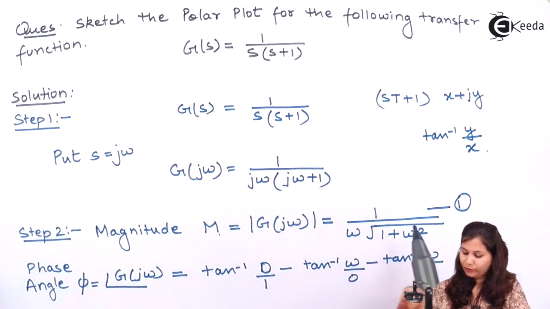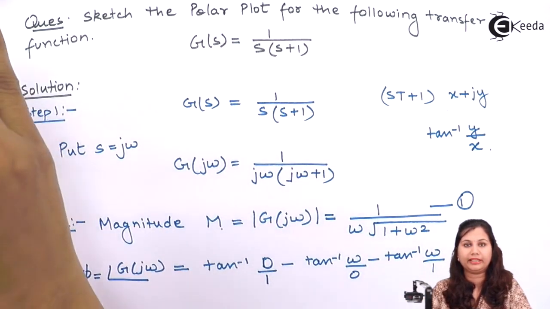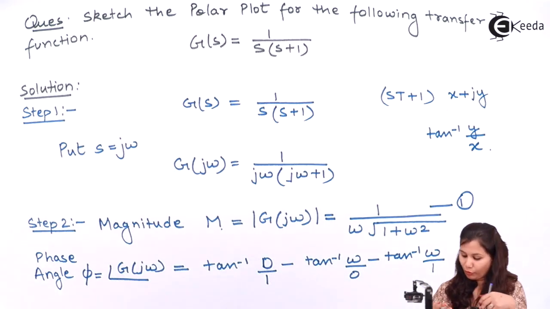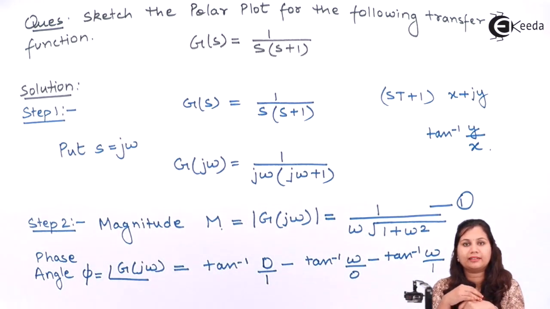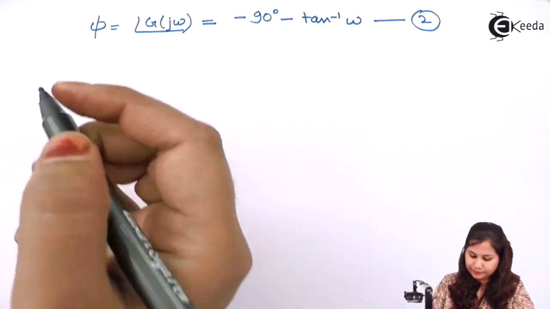In these two equations, we will vary the value of omega from 0 to infinity, and for different values of omega we are going to find out what the magnitude and phase angle will be. So we are now going to make a table in which the frequency omega changes from 0 to infinity, and for those values we calculate the magnitude and the phase angle. So let's form a table here.